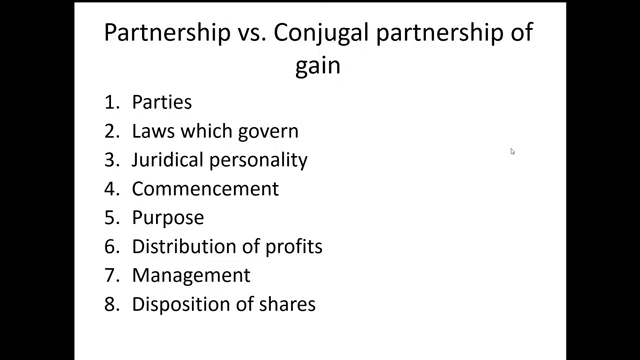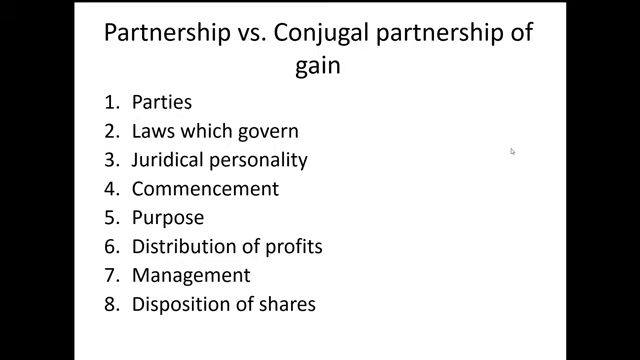Now, what are the distinctions? Number one, as to parties. Sa partnership kasi, ang parties ay two or more. Now, sa conjugal partnership of gain, the only parties here are the husband and the wife. Third parties are not allowed. Pangalawa, laws which govern. Ang partnership is governed by agreement. Siyempre, wag lang siyang contrary to law, morals, good customs, public order, saka public policy.